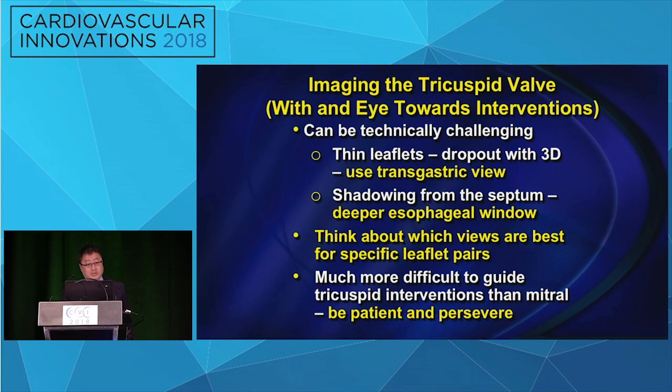You can get shadowing from the septum; use a deeper esophageal window that can get that out of the way. And as you're thinking about the procedure, think about which views are going to be best to image your specific leaflet pairs for your target. It's much more difficult to guide than the tricuspid interventions and the mitrals, but if you're patient and persevere, it can be done. Thank you.